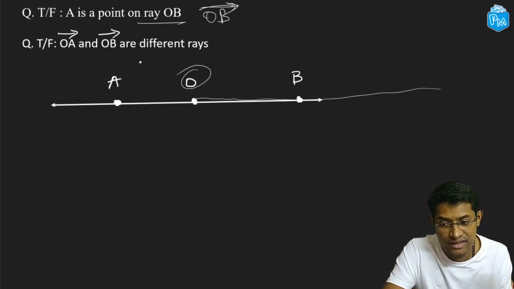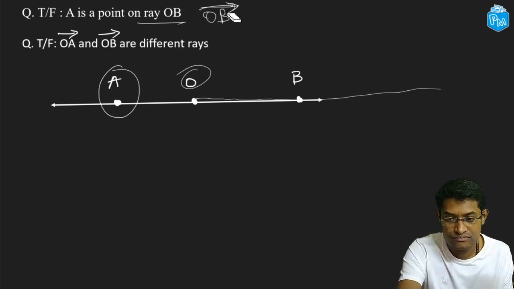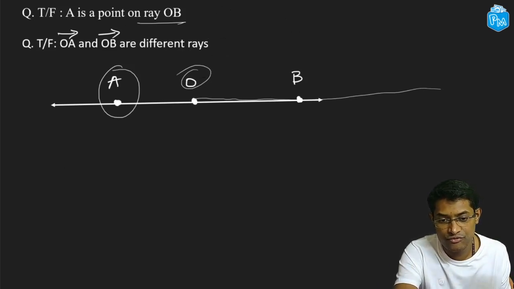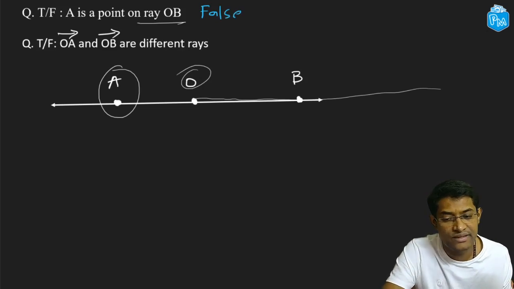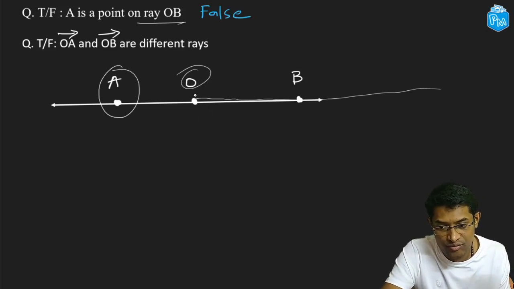Now where is A? A is over here, and you'll see that A is not on OB, right? A is not on OB. Therefore this statement over here is false, right? Did you get that? Ray OB is only this part. Starting from O, it just goes on like this. This is OB. A is not on OB.